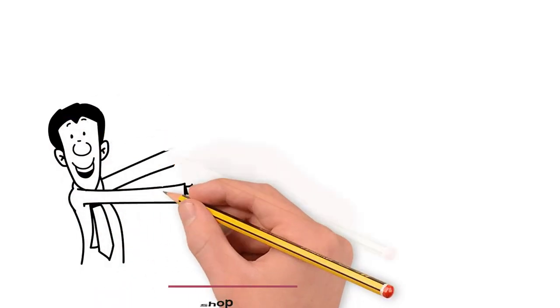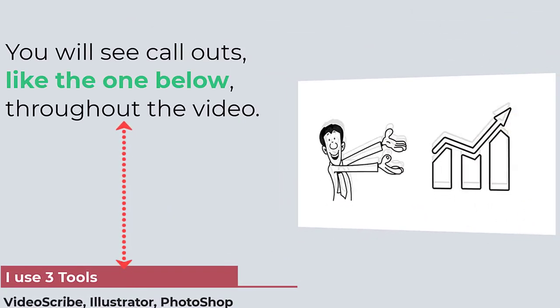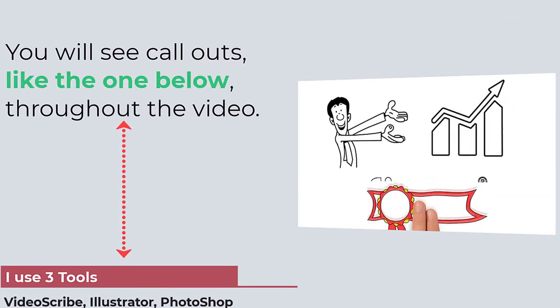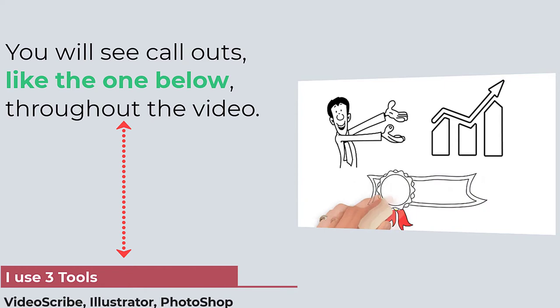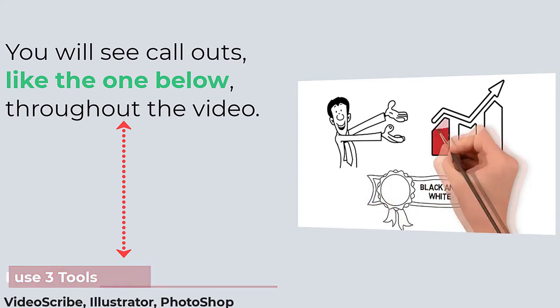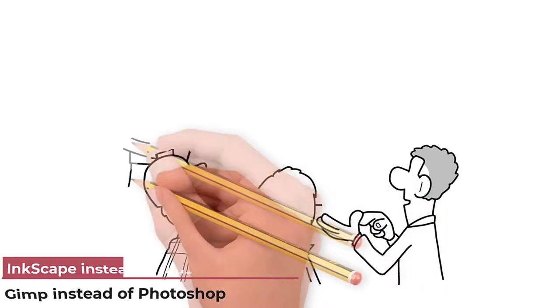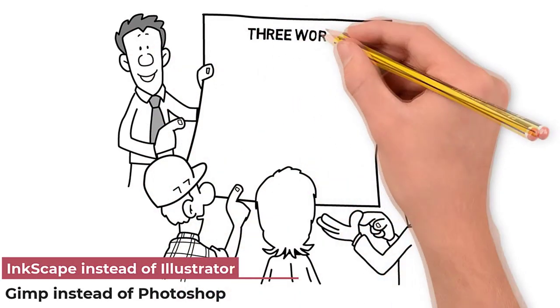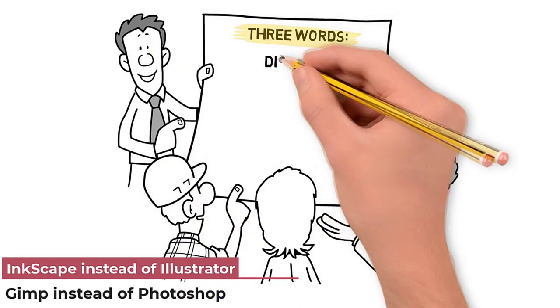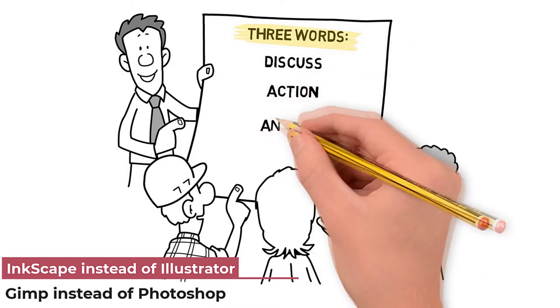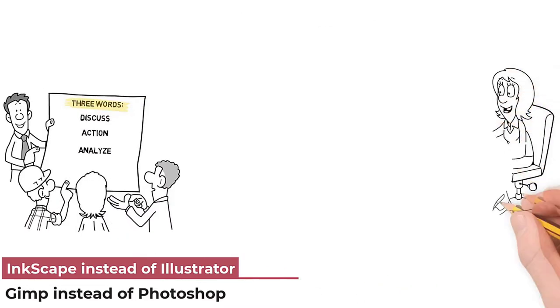I use three tools: VideoScribe, of course, Adobe Illustrator, and Adobe Photoshop. You can substitute Illustrator and Photoshop with similar apps. I hear that Inkscape is a good replacement for Illustrator and GIMP is a good replacement for Photoshop. Both Inkscape and GIMP are free.